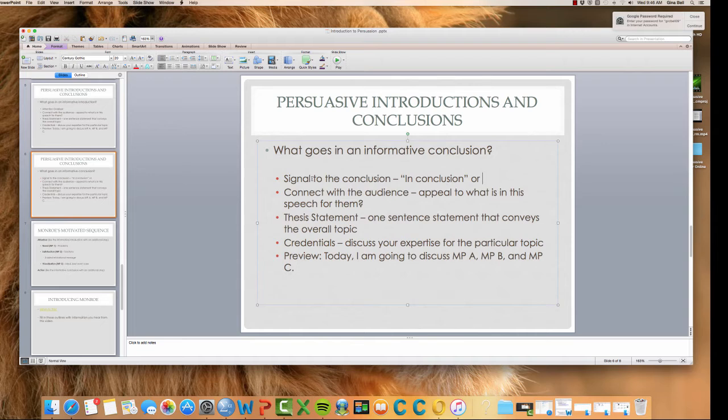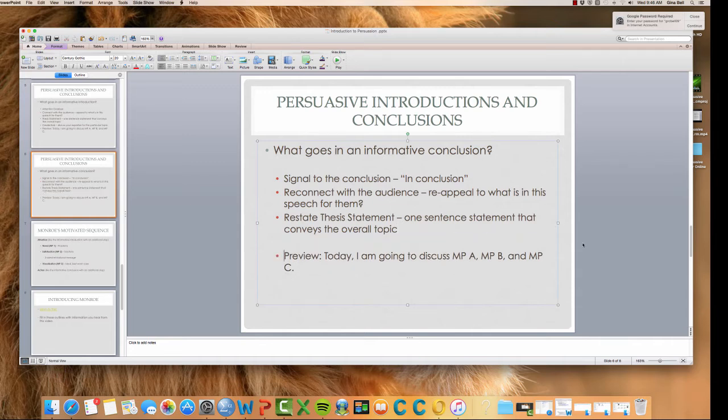The next thing you want to do is reconnect with the audience. So you want to re-appeal to what's in the speech for them, highlight why this was valuable for each person, remind them of what is valuable for them as they're listening. You want to restate your thesis. Restate thesis statement, and again, this is just you restating your one-sentence statement that conveys the overall topic. You don't need to restate your credentials, but you want to really look to reconnect to make a lasting impression.